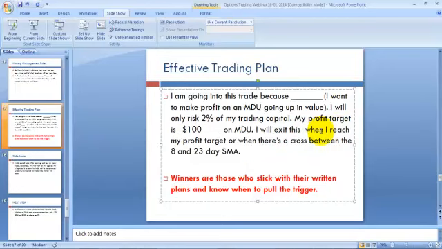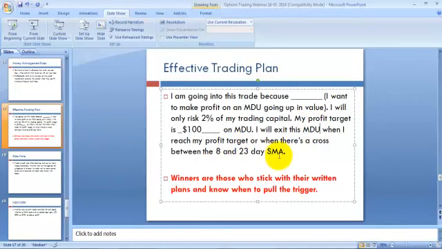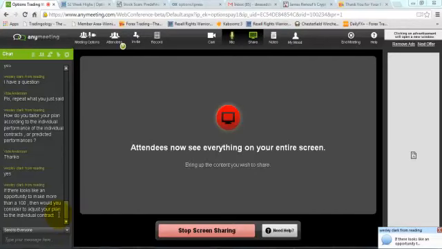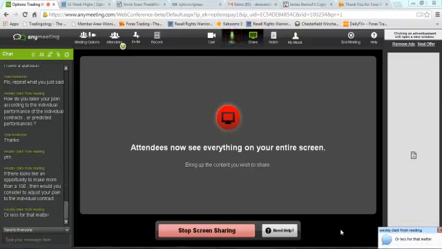And I'll exit MDU when I reach my profit target, or when there's a cross between the 8 and the 23-day SMA. Wesley is asking, if there looks like an opportunity to make more than 100, would you consider adjusting your plan to the individual contract? Wesley, a trading plan is something that you set in stone initially. Or less, for that matter.